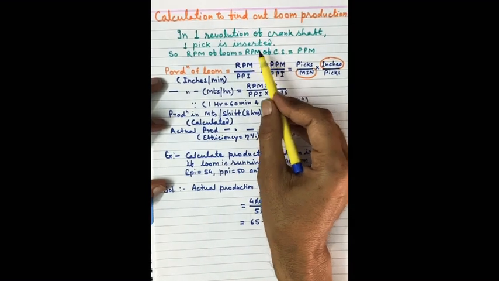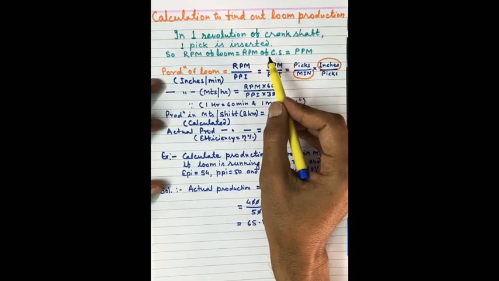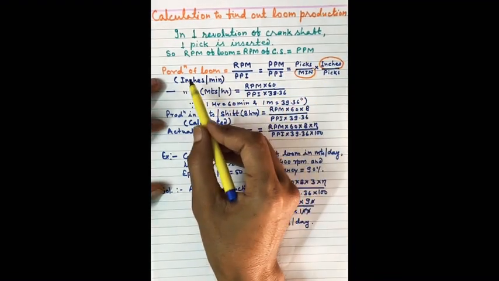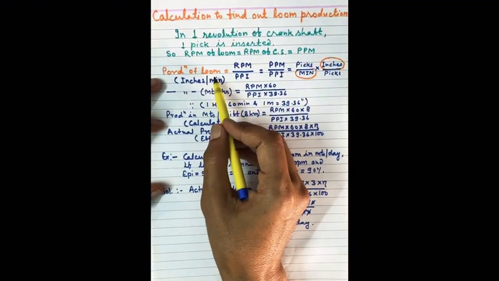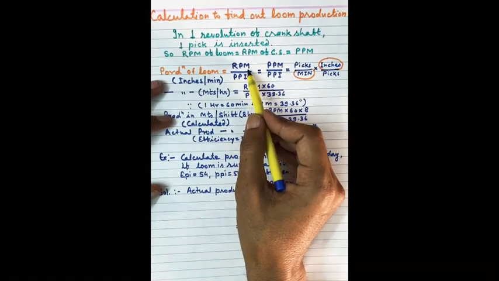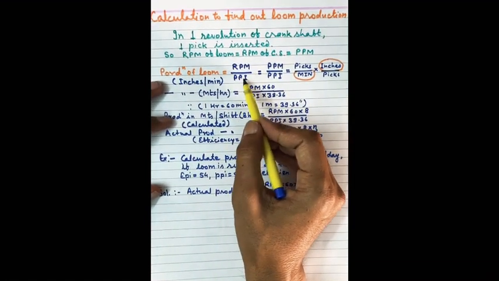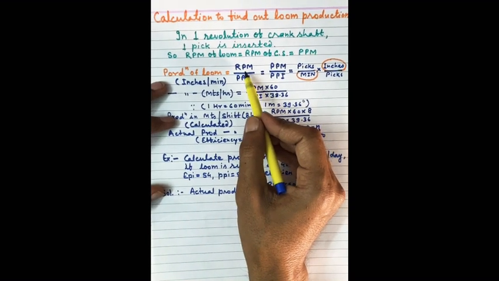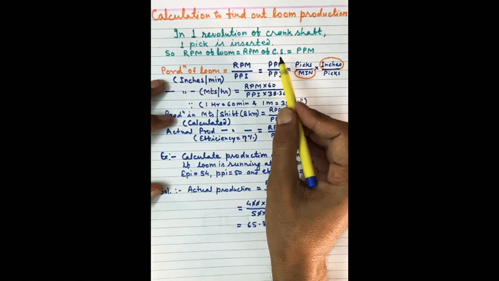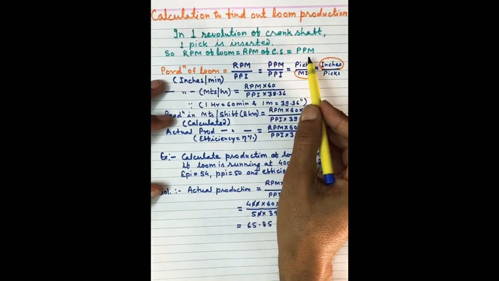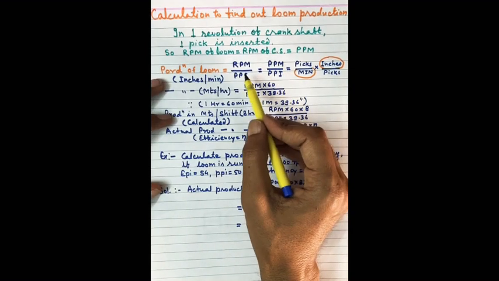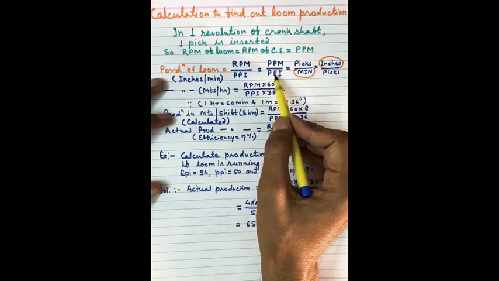By taking this basic concept, we can calculate the production of the loom in a very easy manner. The production of the loom can be calculated by taking revolutions per minute upon picks per inch. Revolutions per minute means picks per minute. RPM is equal to ppm, so we are replacing RPM with ppm, and ppi is as it is.